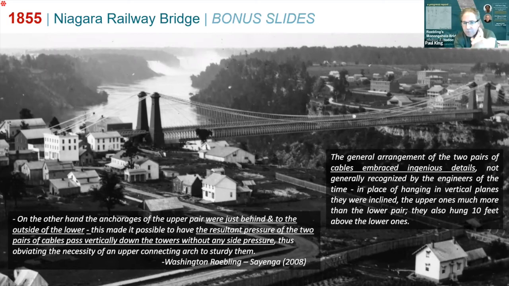The general arrangement of the two pairs of cables embraced ingenious details not generally recognized by the engineers of the time. In place of hanging the vertical planes as they were inclined, the upper ones, much more than the lower pair, they also hung 10 feet above the lower ones. On the other hand, the anchorages of the upper pair were just behind and to the outside of the lower. This made it possible to have the resultant pressure of the two pairs of cables pass vertically down the towers without any side pressure, thus obviating the necessity of an upper connecting arch to sturdy them.